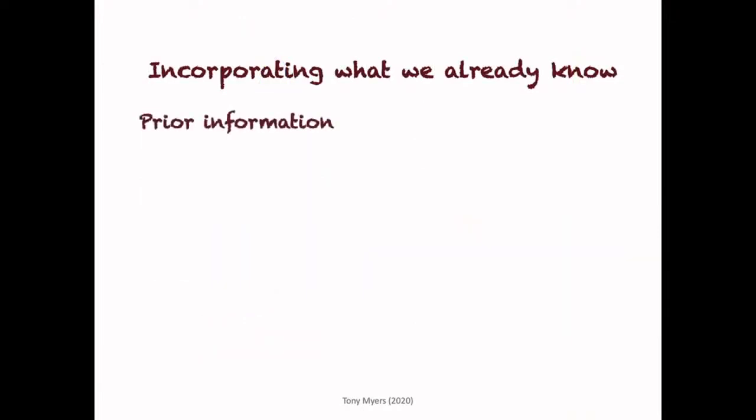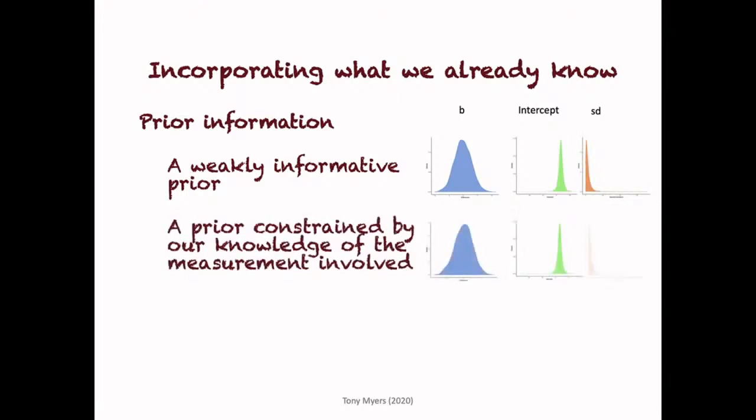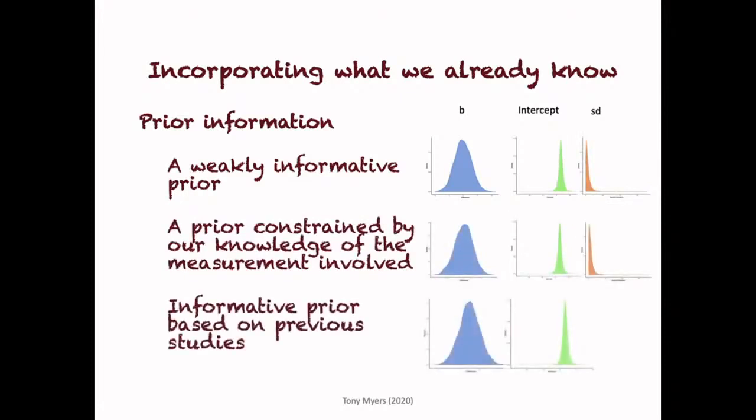So I've got the weakly informative prior, with differences modelled by a normal distribution and the intercept and standard deviation by the defaults in the package, the measurement constrained model, and the informative prior based on previous studies. I'm going to include these in all the models, so I'm going to do lots of different models in essence.